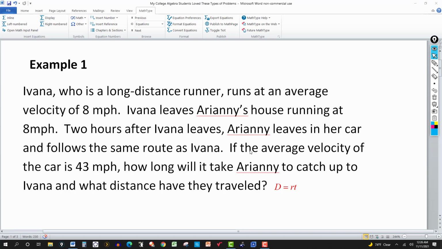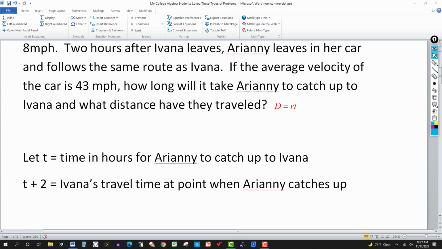What it's asking you then is, at the point when Ariane catches up, what distance have they traveled from the start, or from the house they leave from? I'm going to let t for time. You can use x, y, whatever. Let t equal time in hours for Ariane to catch up to Ivana.